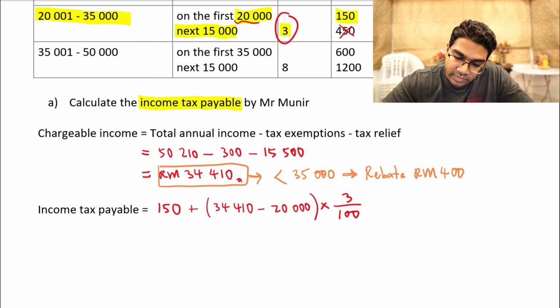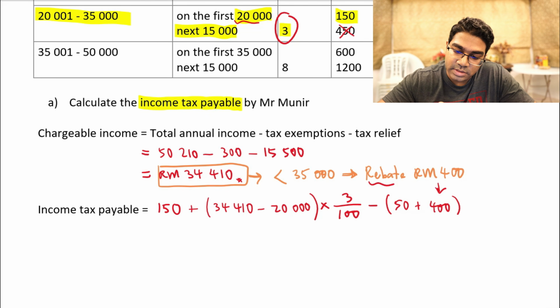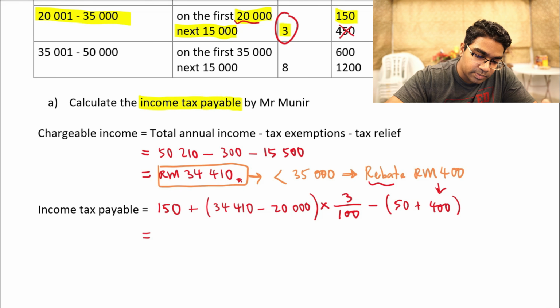So the total rebates we subtract from the amount payable, that is 50 ringgit for zakat plus 400 ringgit because the chargeable income is less than 35,000. And so the total tax payable by Mr. Munir is 132 ringgit and 30 cents.